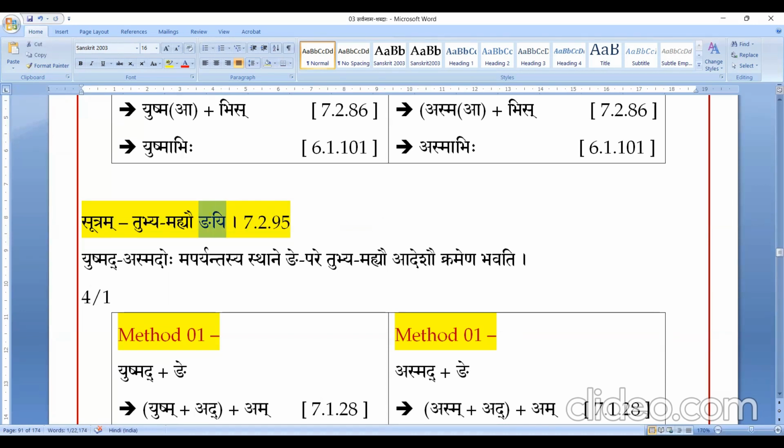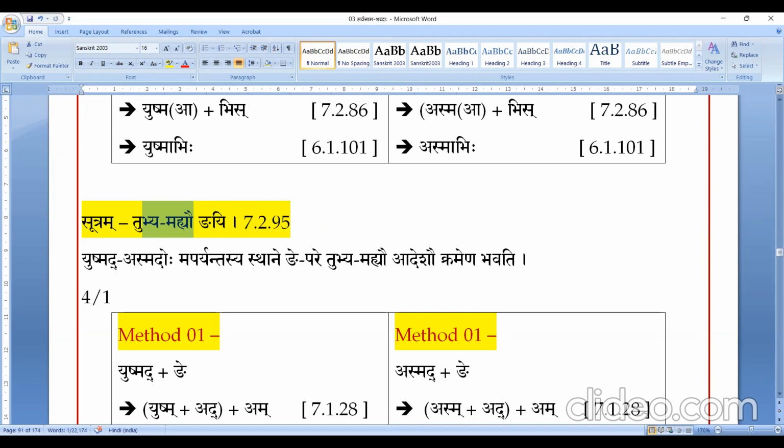Nye is chaturthi ekavachanam. So when nye pratyaya follows, yushmadasmadoho maparyantasya is coming as anuvritti. So that yushmad and maparyantasya yushmadasma shabda respectively will be replaced by tubhya and maghya. So tubhya, maghya. What is the vibhakti of tubhya maghya? Chaturthi vibhakti, ekavachanam. Tubhya maghya chaturthi. That is adesha.